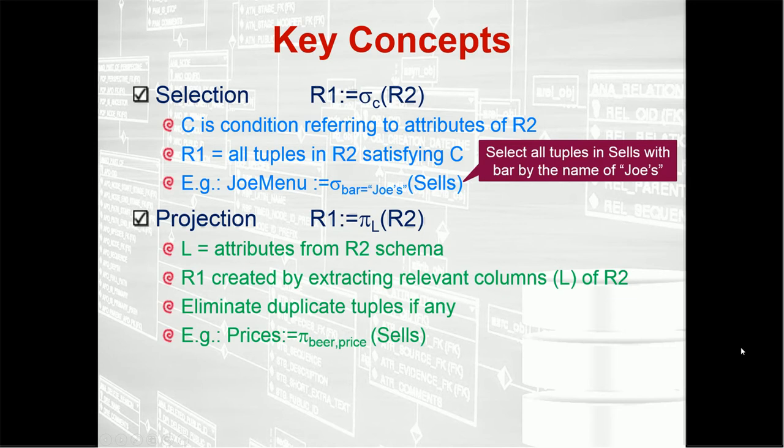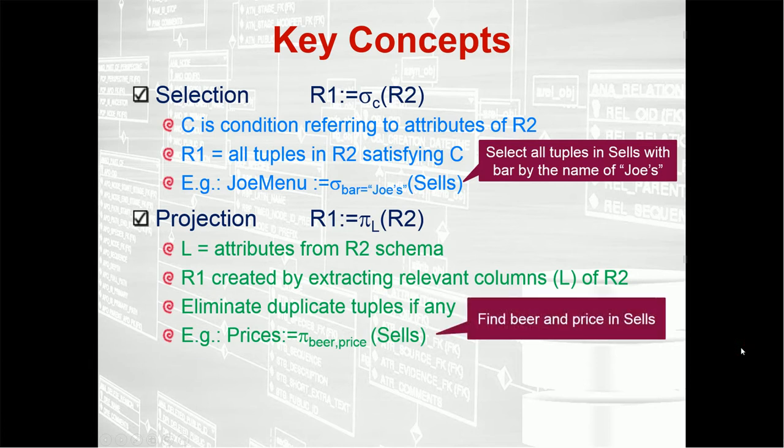L represents the attributes from R2 schema and R1 is created by extracting relevant columns of R2. Note that duplicate tuples are eliminated before the result R1 is returned. The example here illustrates how one can search for beer and price in Sells.